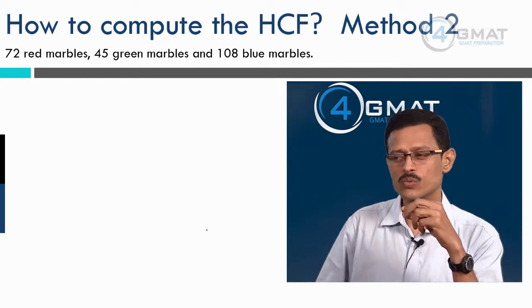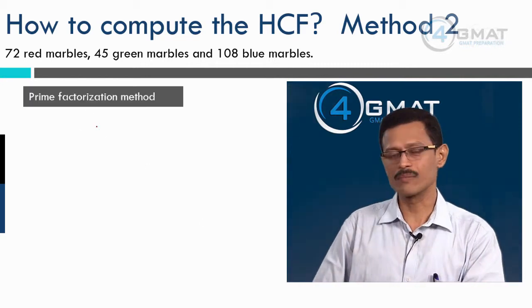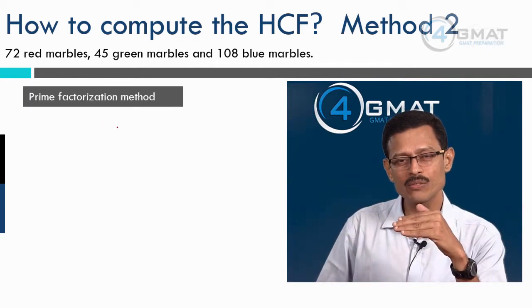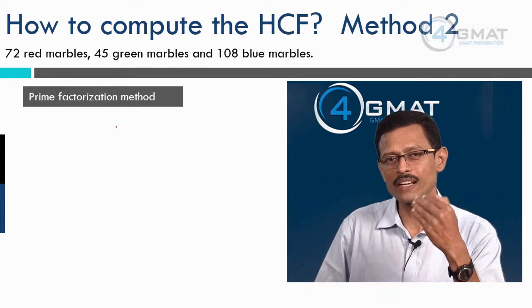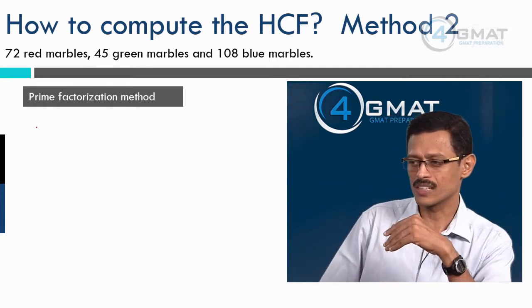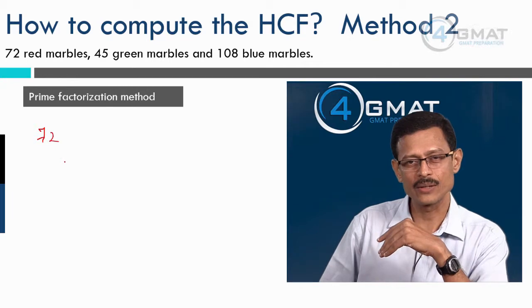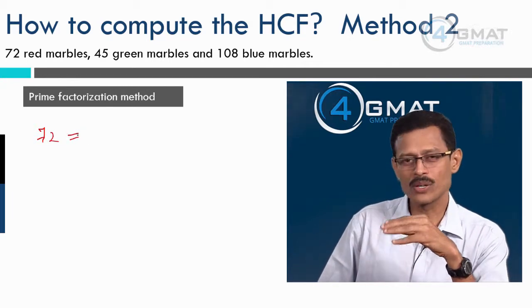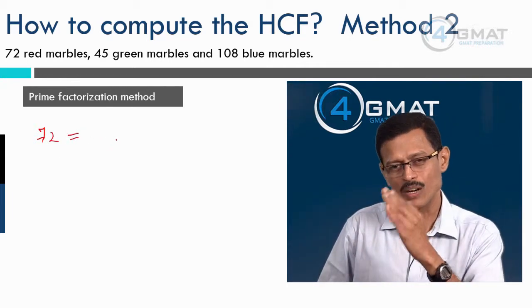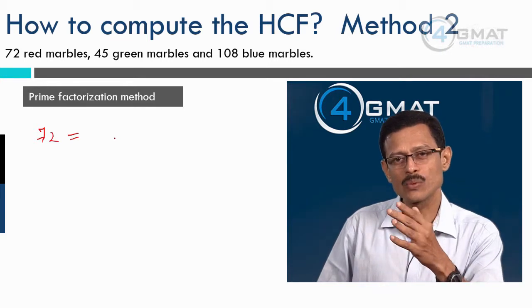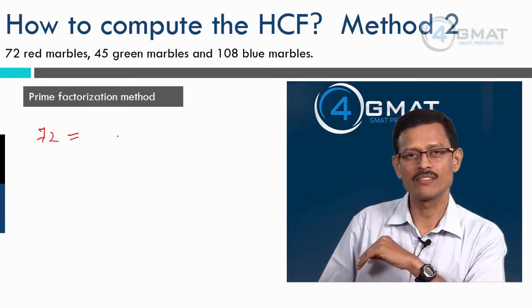The second method is what is known as the prime factorization method. In the prime factorization method, we are going to prime factorize each of these three numbers. Let's start by prime factorizing 72. Right? There are two ways of going about it. I'll just walk you through this one method which I think will be faster. The other one I'll deal with in a separate video later on.